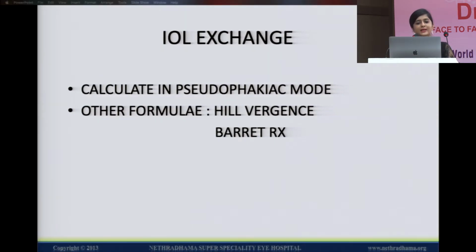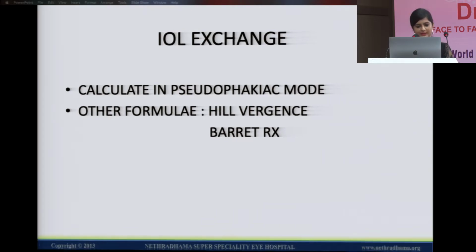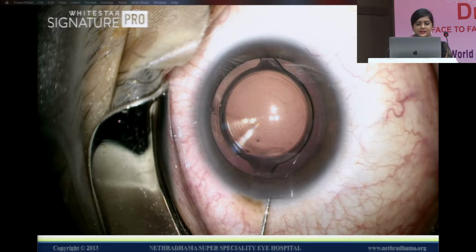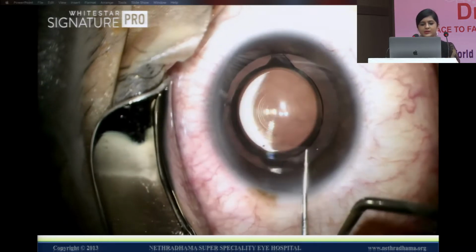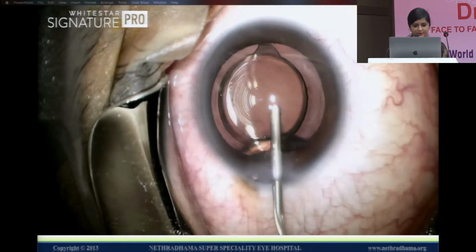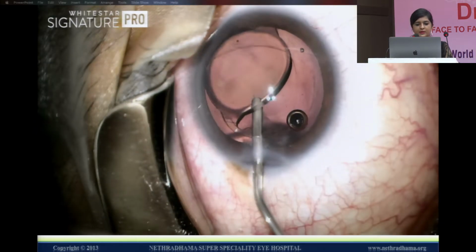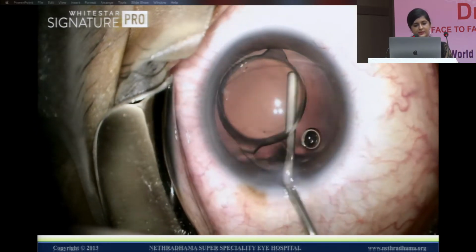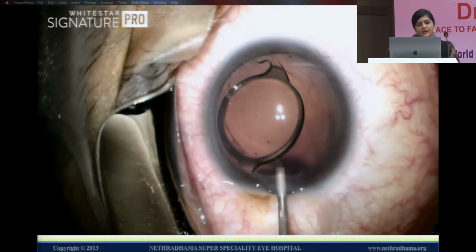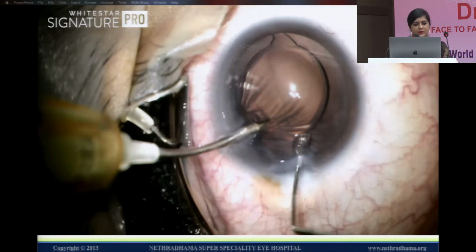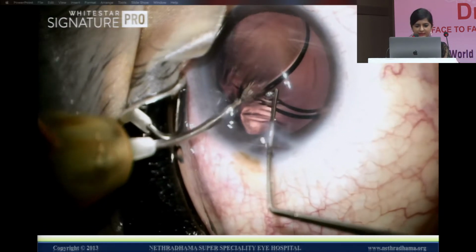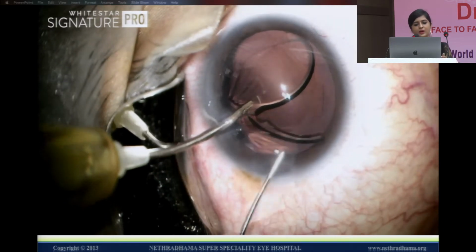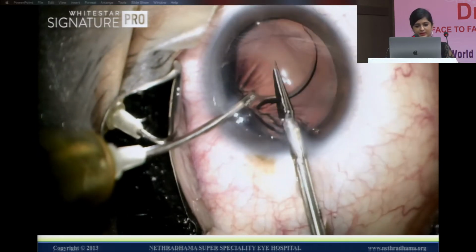So coming to IOL exchange, you can either calculate the IOL power required in a pseudophakic mode or use other software-based formulae like the Hill-RBF or the Barrett RX formulae. This is a patient who was a young software engineer, and actually a Technis multifocal lens was implanted in this patient, and he was unhappy with the intermediate vision. So this lens is actually explanted, and we have planned to implant a Panoptix multifocal IOL.